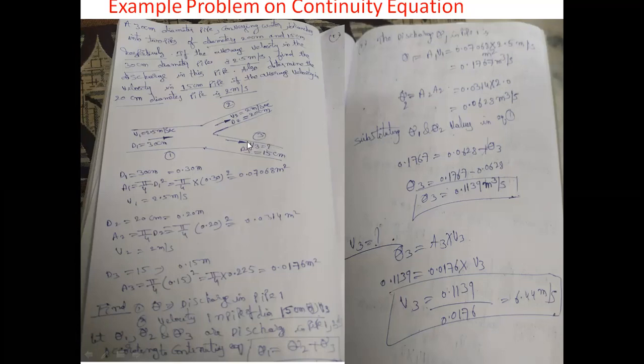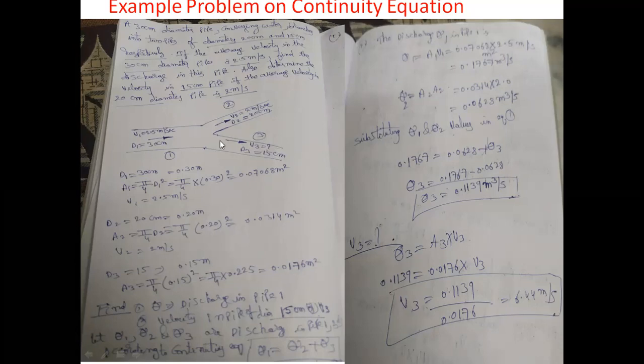Next one, the third pipe. The diameter is 15 centimeters, converted into meters 0.15 meters. Area of the third pipe is π/4 into 0.15 whole squared. The result comes 0.0176 meter square. First pipe area is 0.07068 meter square, second pipe area is 0.0314 meter square, third pipe area is 0.0176 meter square.